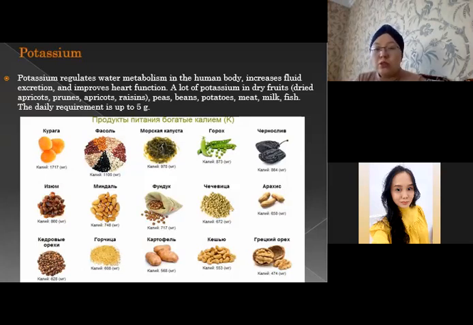So the amounts which we are showing now are all for normal adult people.